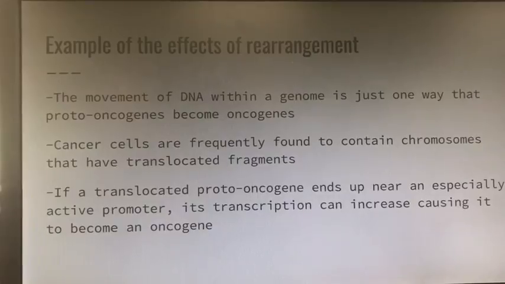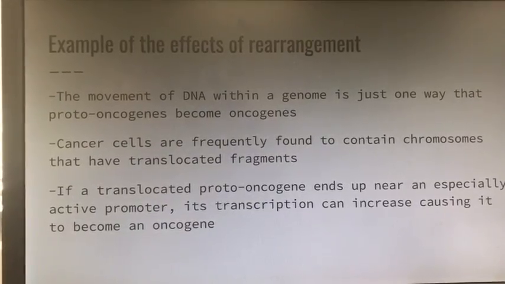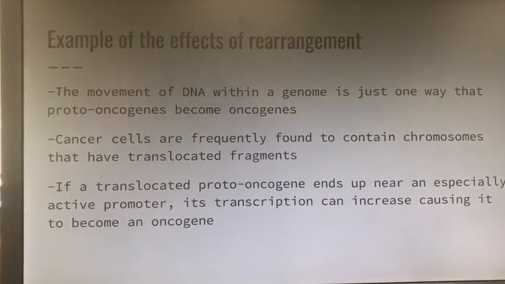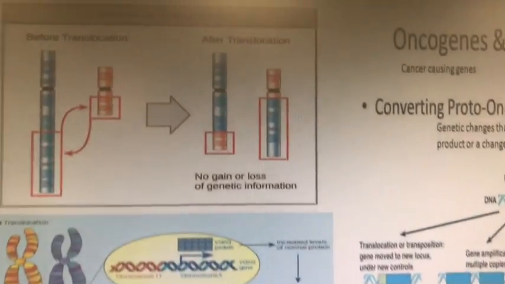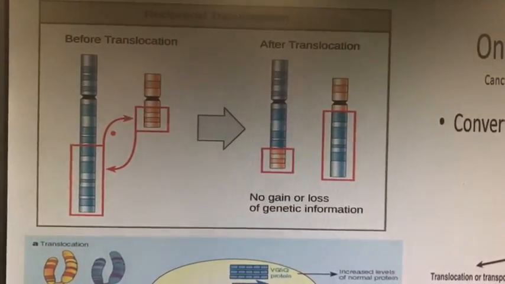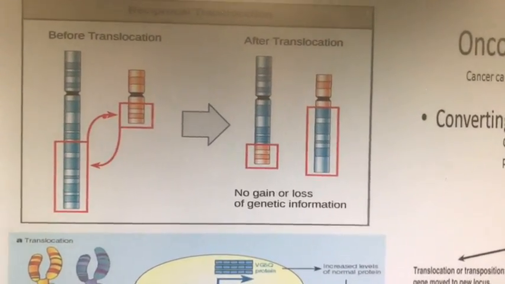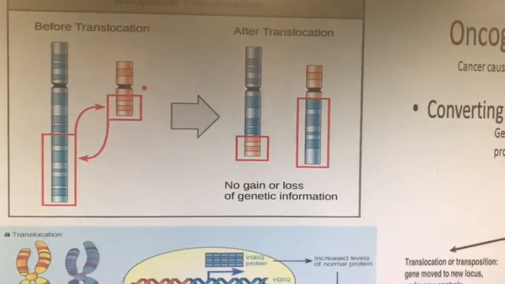If a translocated proto-oncogene ends up near an especially active promoter, its transcription can increase, causing it to become an oncogene or cancer-causing gene. I have some handy diagrams here. Now, I know I've already described what translocation is, but it helps to have a physical representation of the process. So, as a quick refresher, translocation is the movement of DNA within the genome.